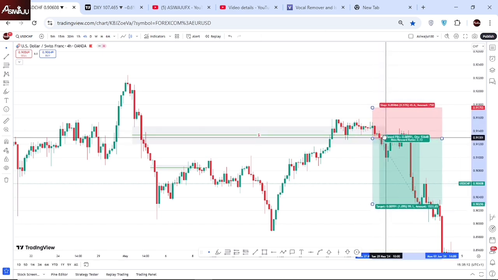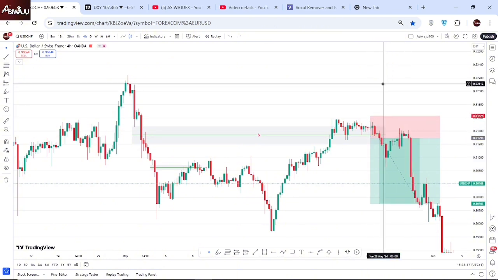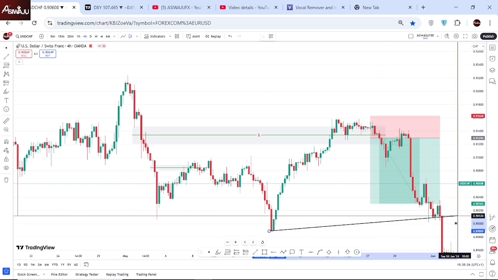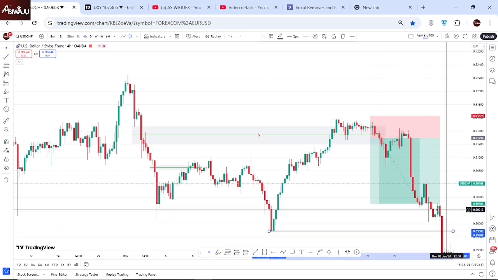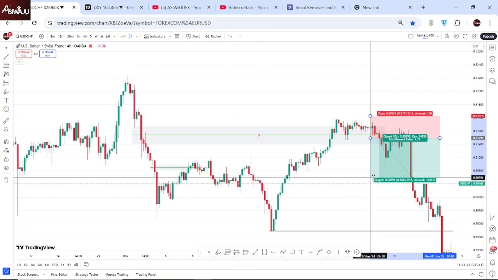So this is one of the strategies which I use to trade the imbalance. When I want to trade it, even if I don't want to go down to the lower time frames to take entry, I just set my target and my entry. So your target might be 1 to 2, which is very fair.